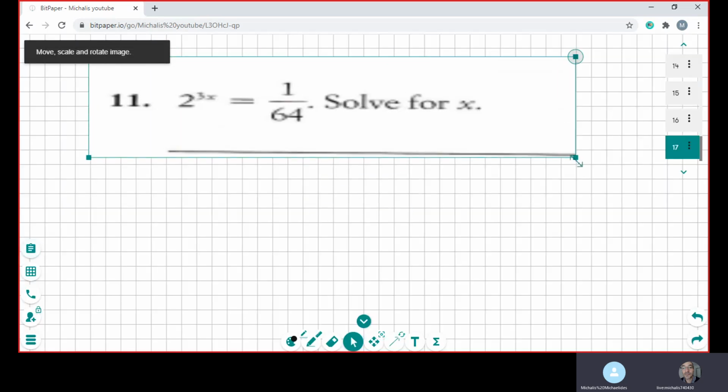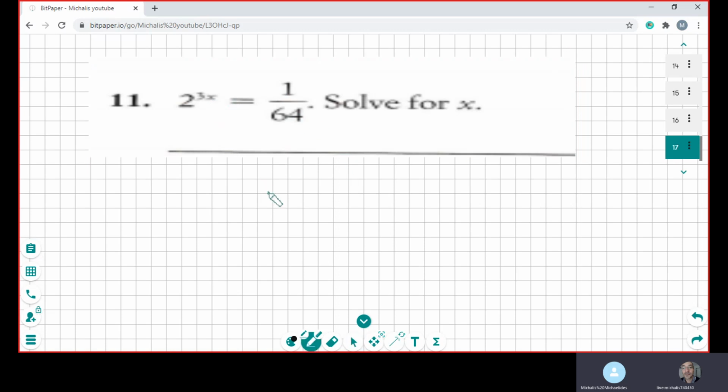Now, if you see this exercise here, you have 2 to the power of 3x is equal to 1 over 64. In this case, it's necessary to use the method of equating powers, because the only way to find the value of x is to write the 64 as a power of 2 and compare the powers. This is the best way to do this.